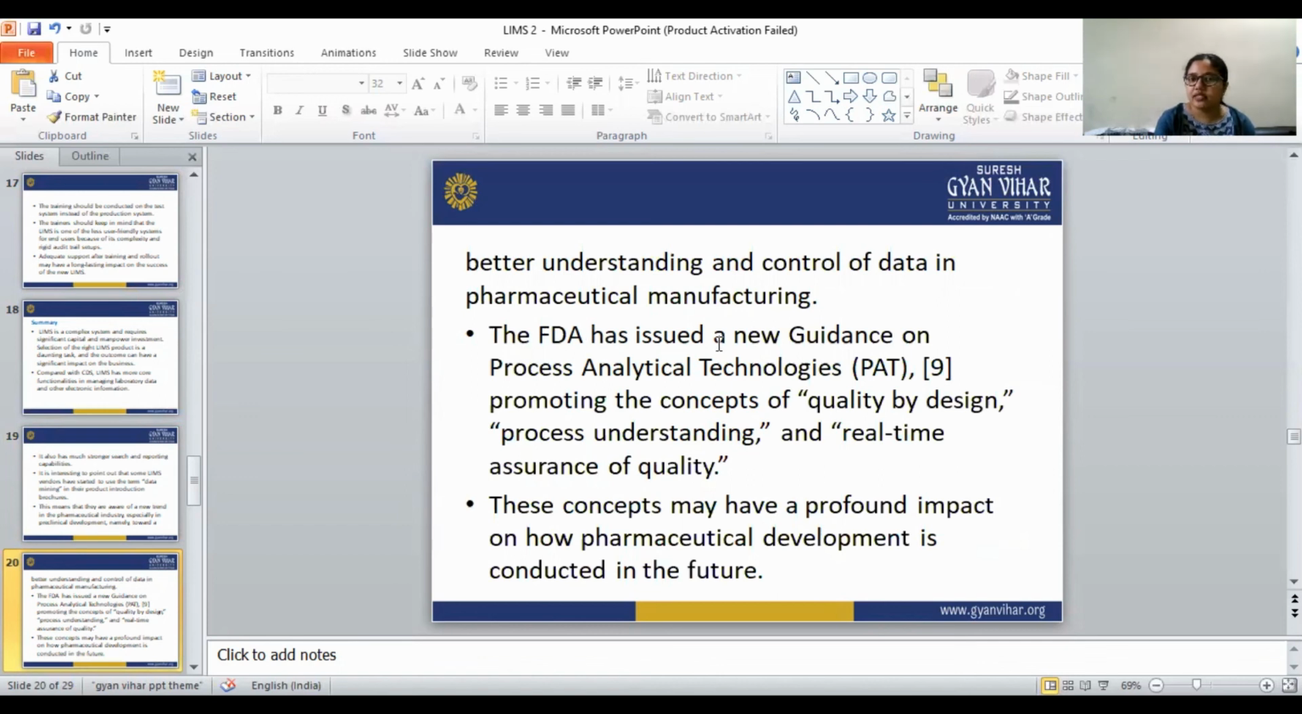The FDA has issued a new guidance on process analytical technology, promoting the concept of quality by design. Quality by design, process understanding, and real-time assurance of quality: these concepts may have a profound impact on how pharmaceutical development is conducted in the future.